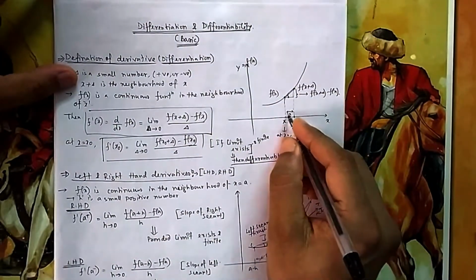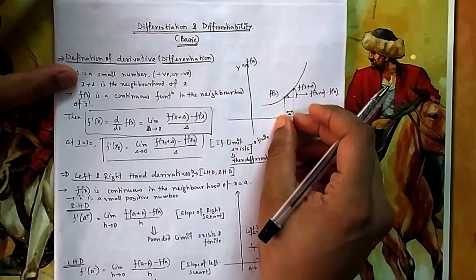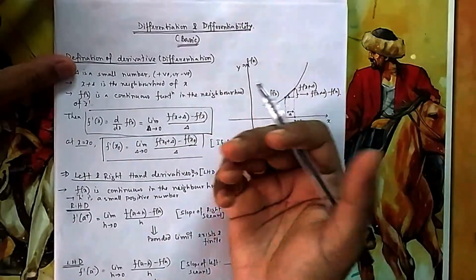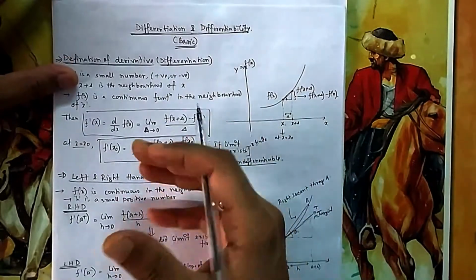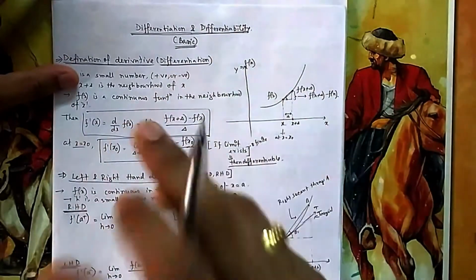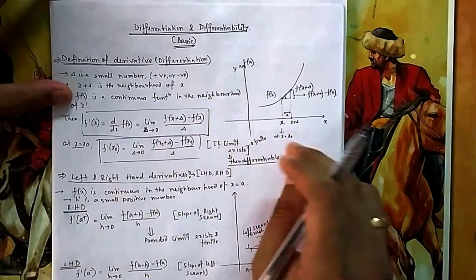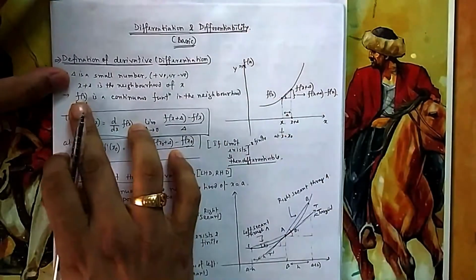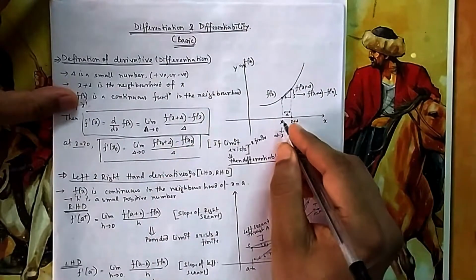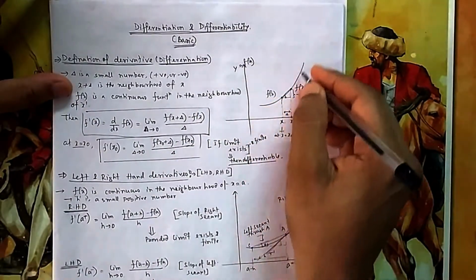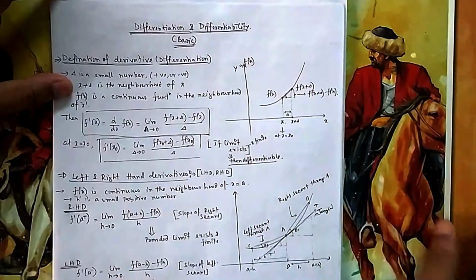No, although it is showing a very big delta, delta is not that big, because you will see delta is a very small number, as small as you can think of, 0.00001, 0.000000001, whatever small value you can think of. So that is known as the neighborhood of x, on either side. f(x) is continuous in the neighborhood of x, and this is also given that f(x) is continuous. That means you can draw this curve. Once you can draw this curve, then it comes to differentiation.